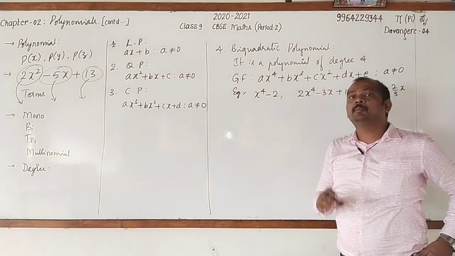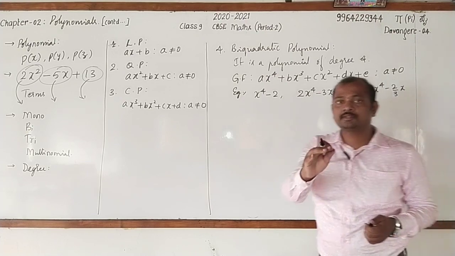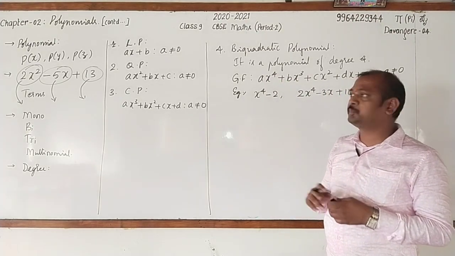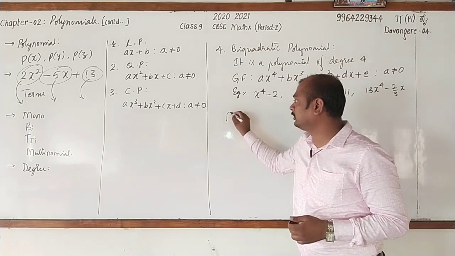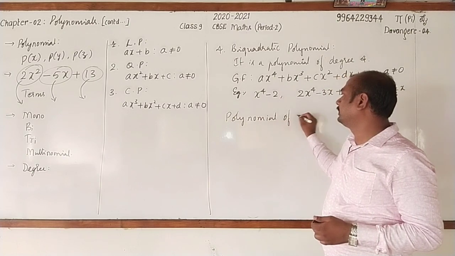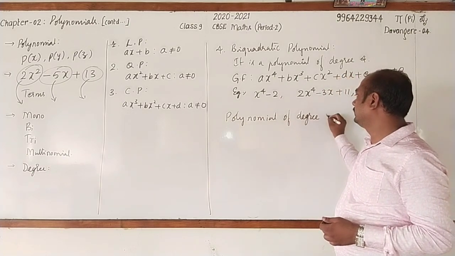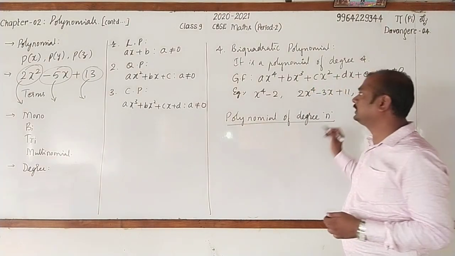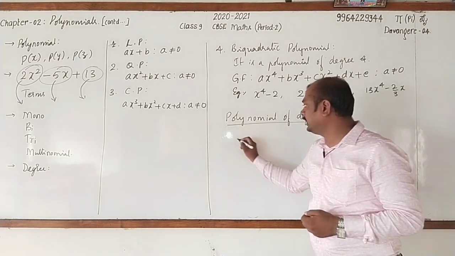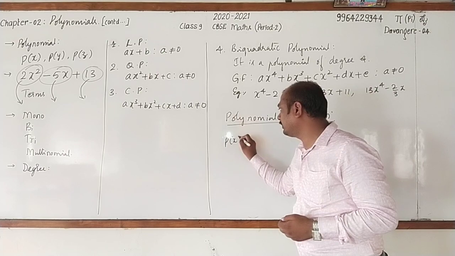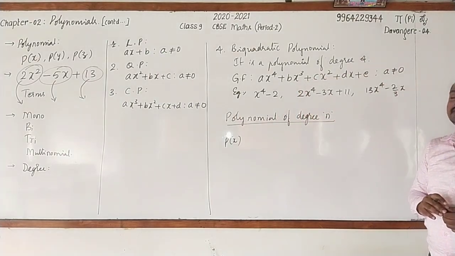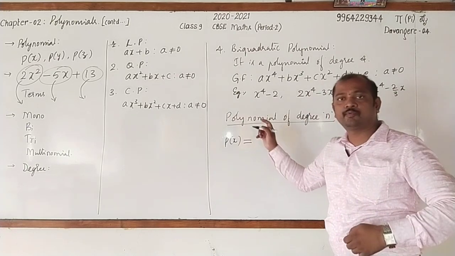Suppose a polynomial has degree n. What is it? It is an n polynomial. Here I am going to write. Look here. A polynomial of degree n is an n polynomial. If it contains the variable x, we write it as p of x. Then how do you write the general form? Yes, students, we can write it like this.